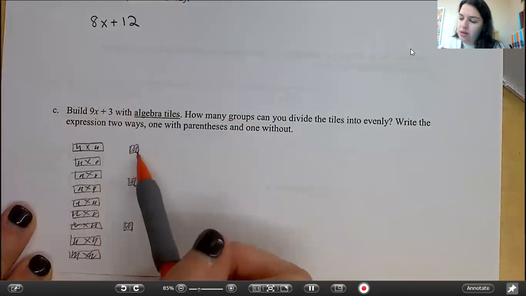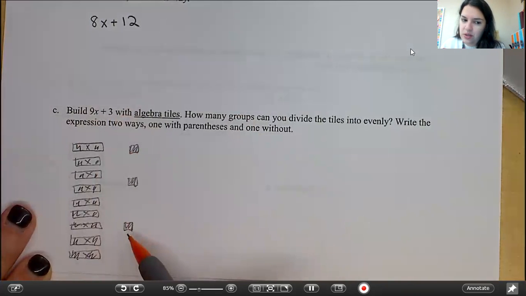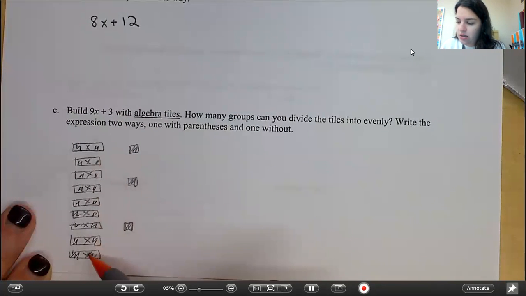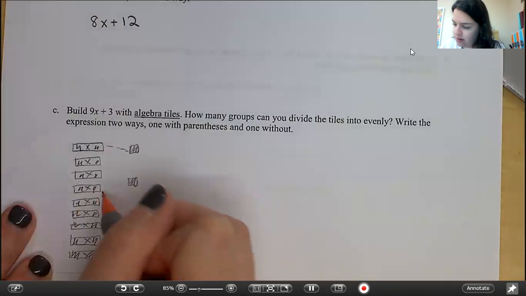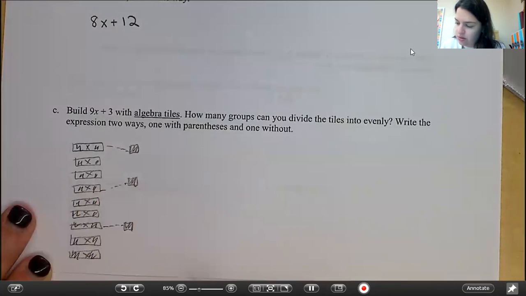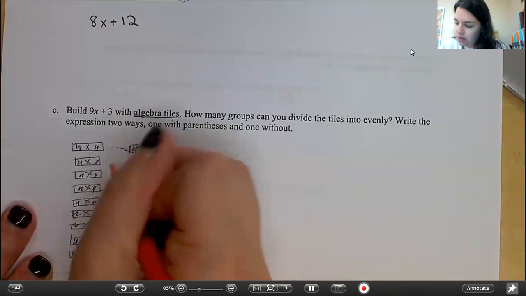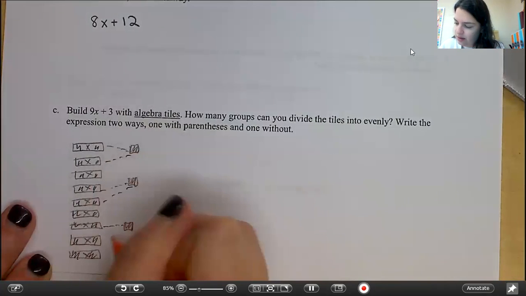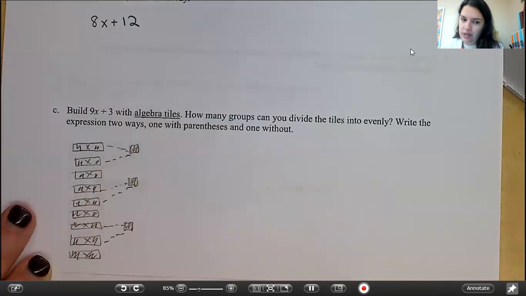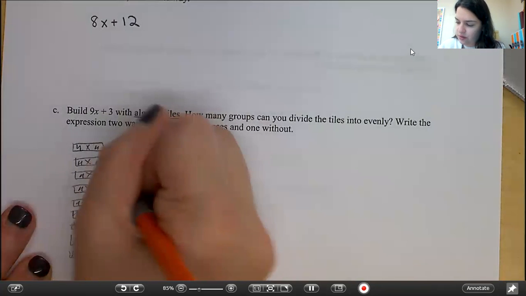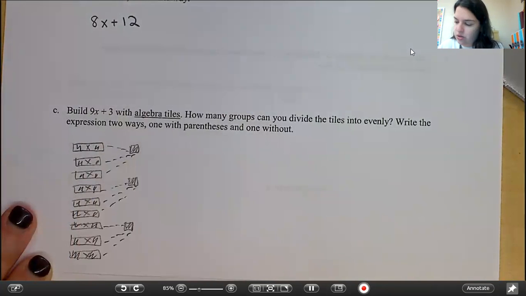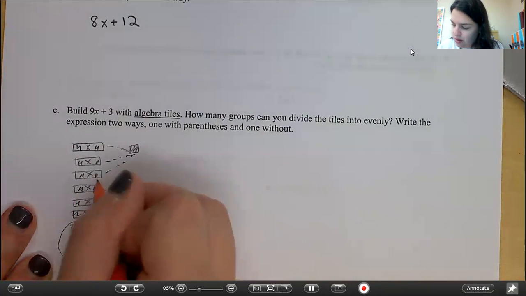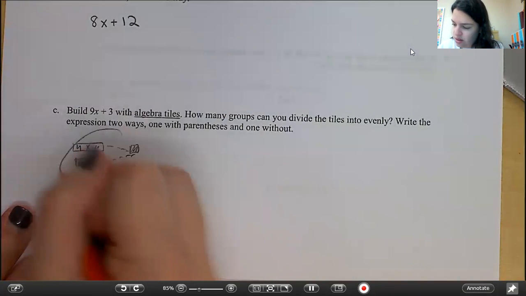Okay, well we know that we have 3 unit tiles, so each unit tile goes in a group. We have 9 x tiles. So this one can go here, this one goes here, this one goes here. So each unit tile has an x tile now. Let's do it again. Here, here, here. Each unit tile now has 2 x tiles. Let's try it again because we have leftovers. Here, here, here. So each unit tile now has 3 x tiles. So here's a group, here's a group, and here's a group.